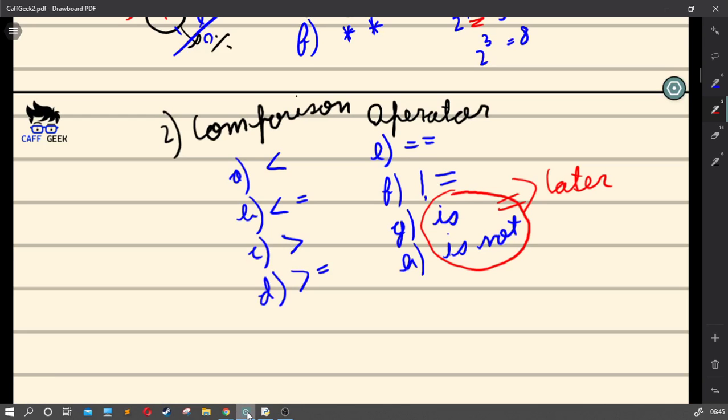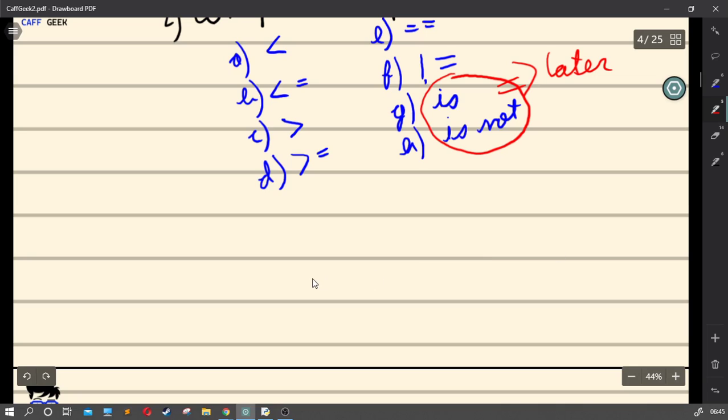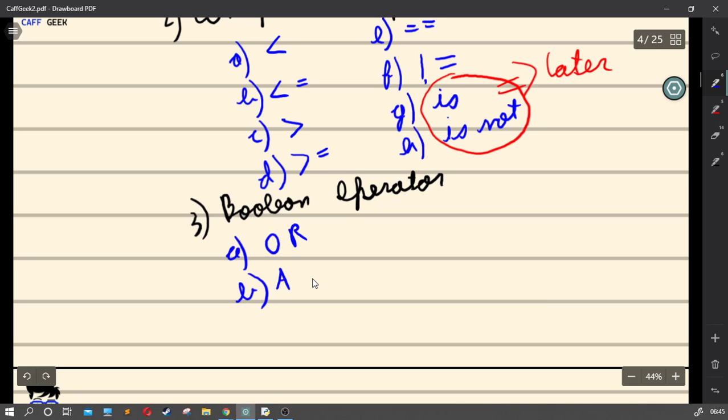Let's move forward. Let's go with Boolean operators. We just talked about comparison operators. Now let's talk about Boolean operators. Boolean operators are used when you would like to combine two different comparison operators in a single instruction or a single line. We have three Boolean operators: or, and, and not.